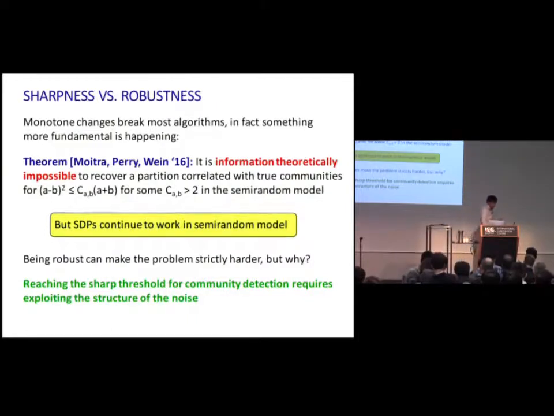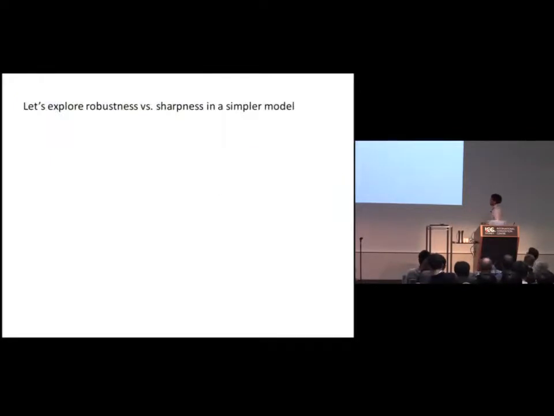But what I really want to get across is that reaching these sharp thresholds for community detection, or in general having algorithms that work in average case models, sometimes exploits the structure of the noise in rather fundamental ways. So reaching the sharp threshold of (a minus b) squared is less than or equal to 2(a plus b) is really not only about exploiting the structure of the signal, about where the graph is well connected inside compared to outside, but also the precise distribution of the noise, about how often red and blue nodes are connected with each other. So let me actually start off with an even simpler problem.